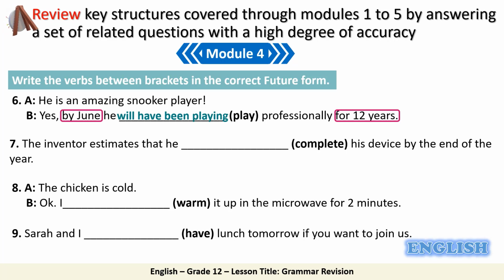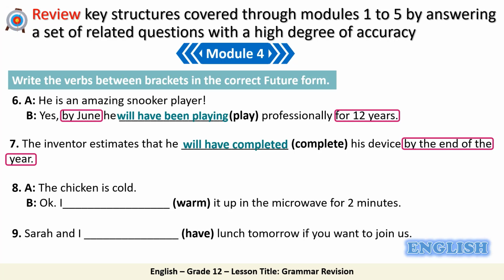We move to number 7, and the correct answer here is will have completed. And we've chosen the future perfect simple as it indicates that the action will be completed before a specific time, which is by the end of this year.